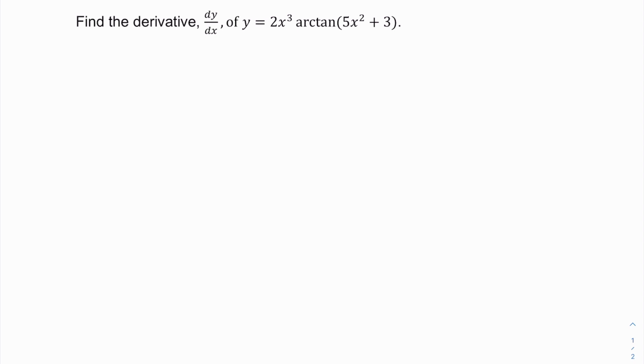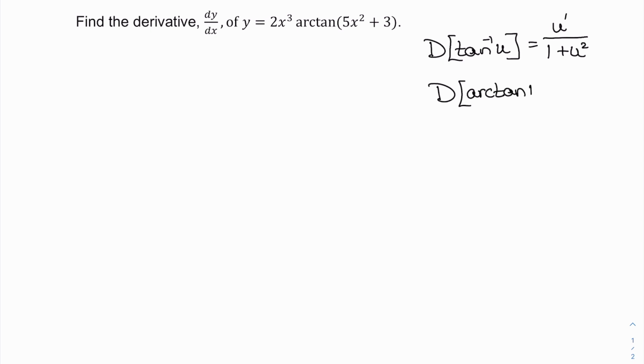So recalling that the derivative of inverse tan of u is equal to u prime over 1 plus u squared, then that also is the derivative of arctan of u. Just a different notation for the exact same concept. So I have that involved in my function as a second factor. And as a first factor, I have 2x cubed.